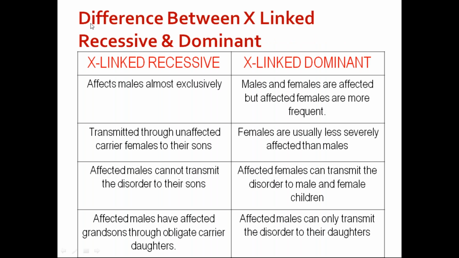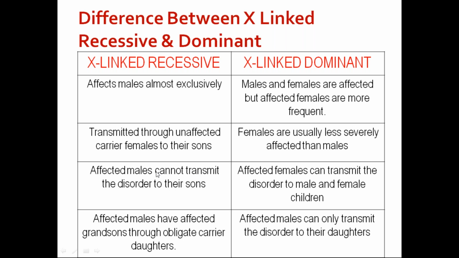So the difference between X-linked recessive and X-linked dominant conditions: X-linked recessive conditions affect males almost exclusively. In X-linked dominant conditions, males and females are affected, but affected females are more frequent. In X-linked recessive conditions, only males are affected. X-linked recessive conditions are transmitted through unaffected carrier females to their sons. In X-linked dominant conditions, females are usually less severely affected than males.